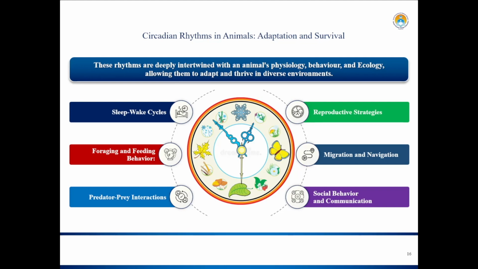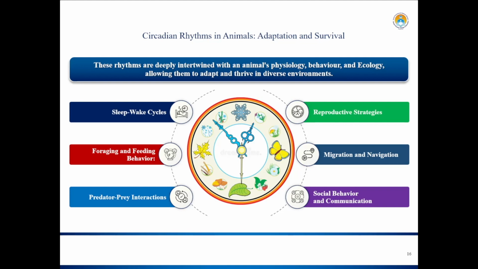Predator and prey interaction: circadian rhythms influence the timing of predator-prey interaction. Some predators have evolved to hunt during the times when the prey are most vulnerable, while prey species have adapted behavior to minimize their exposure to potential predators. This dance of predator-prey interaction influences the rhythms of both parties, maintaining the ecological balance.